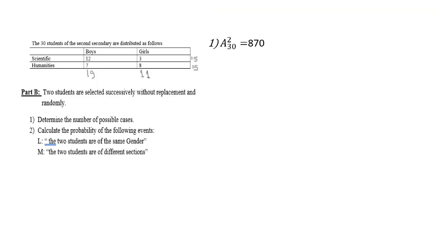Calculate the probability of the events. The two students are of the same gender. The same gender means that they are two boys or two girls. Two boys, A2 out of 19. Two girls, A2 out of 11. Of course, over the total number, A2 out of 30. Remark, the first part is a counting part, but the second part is a probability part, okay?